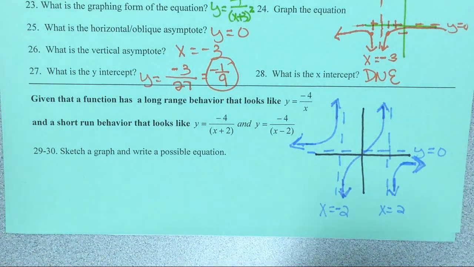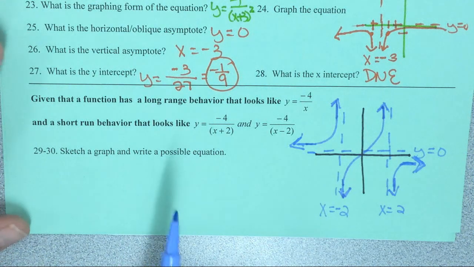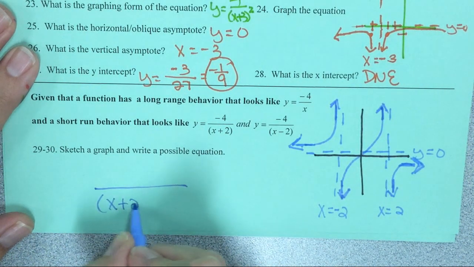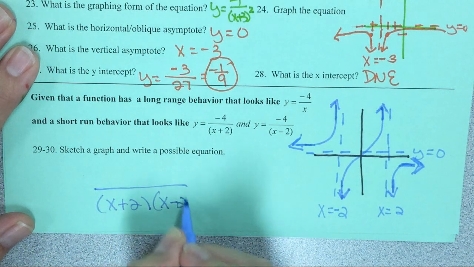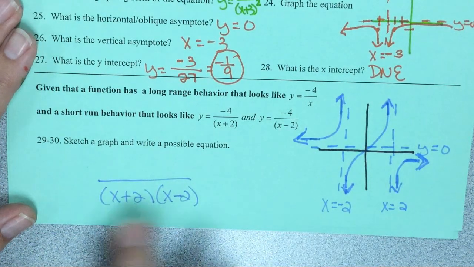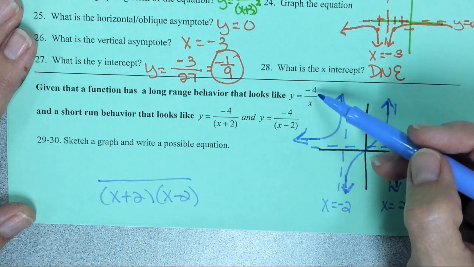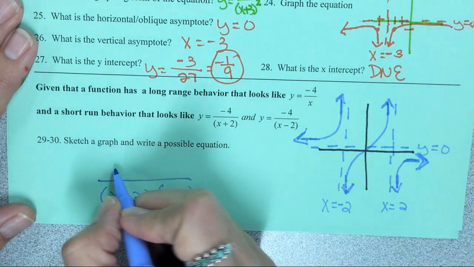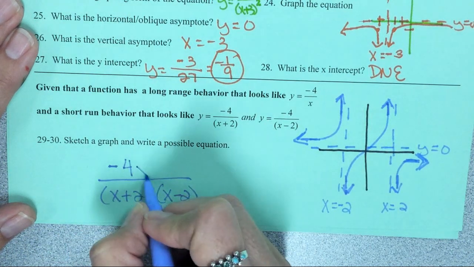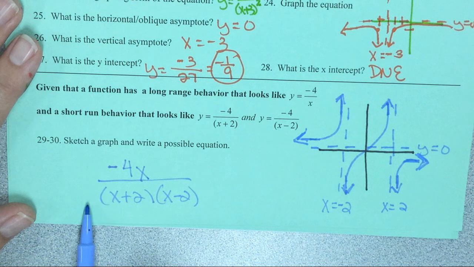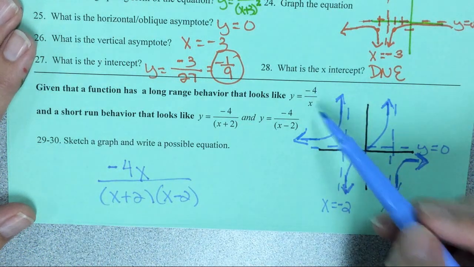Then they want you to pick an equation or write a possible equation. I know that on the bottom I have to have this x plus 2 and this x minus 2. And because I have that on the bottom, I know that's an x squared. But I want it to reduce to a negative 4 over x. So I want a negative 4x on top because an x and an x squared will reduce to negative 4 over x.